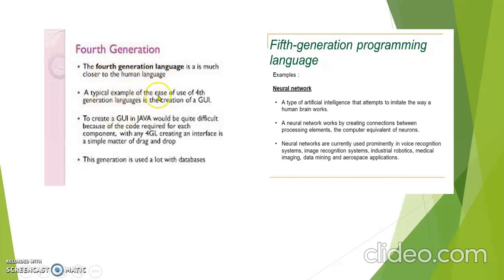A typical example of the use of fourth generation language is the creation of a GUI. To create a GUI in Java would be quite difficult because of the code required for each component. With any 4GL, creating an interface is a simple matter of drag and drop. This generation is used a lot with databases. So FoxPro and Visual Basic are great examples of fourth generation language.